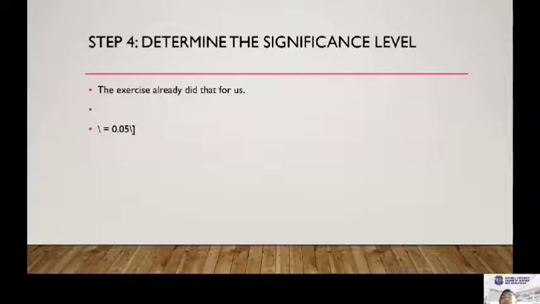So step 4 is to determine the significance level. The exercise already did that for us, so the answer is 0.05.